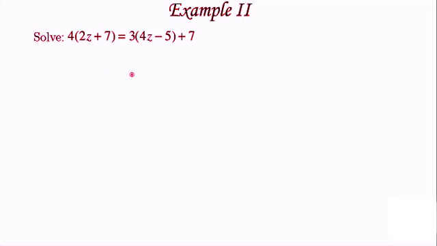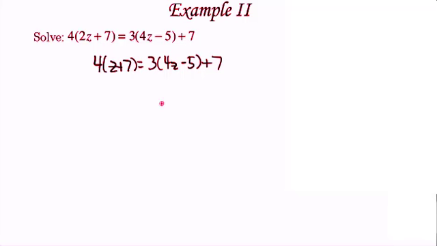In the second example here, I have grouping terms. I have parentheses. At the beginning of this lesson, I talked about how you sometimes need to use the distributive property in order to eliminate the parentheses before you can go any farther with these kind of equations. So once again, I have an equation in which I have variables on both sides. And first, I'm going to remove the grouping symbols by using the distributive property.